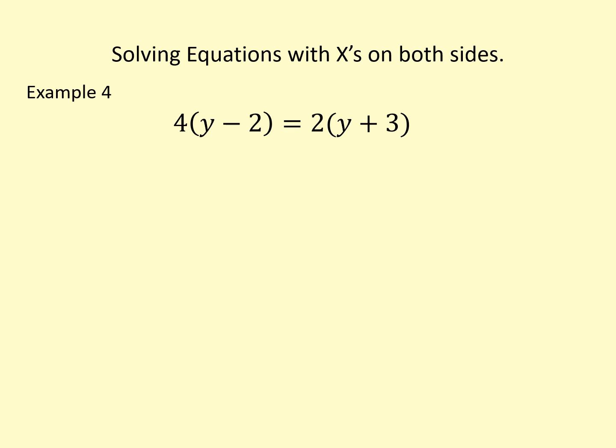One step up again, this one involving brackets. So again, it's the same process, it's just one additional step to what we've just done. We've got to expand the bracket first. So expand the brackets, so we get 4y, 4 times minus 2 is minus 8, all equal to 2 times y, or 2y, 2 times 3 is plus 6. And then again, get rid of the smallest unknown, in this case the 2y, so I'm taking 2y off both sides.